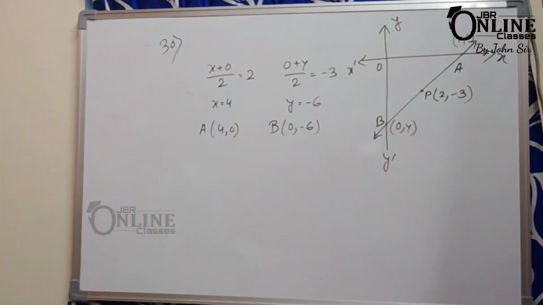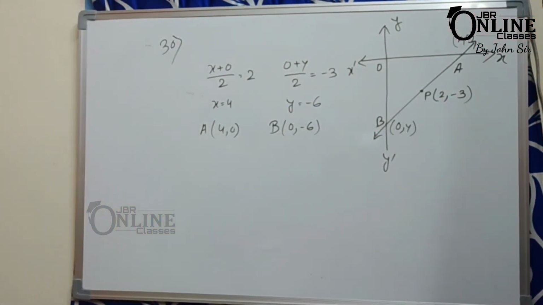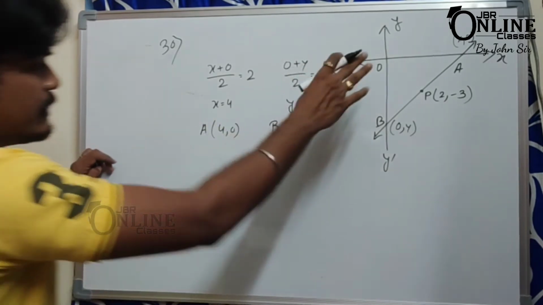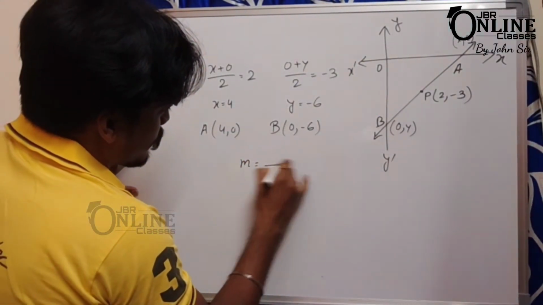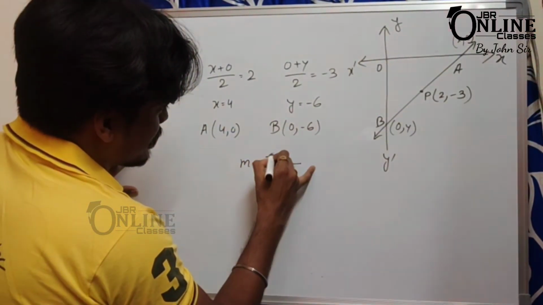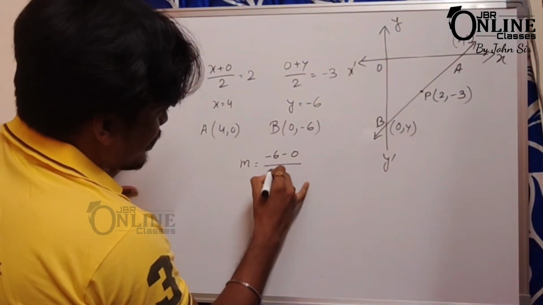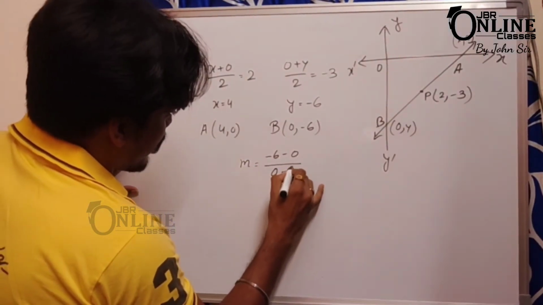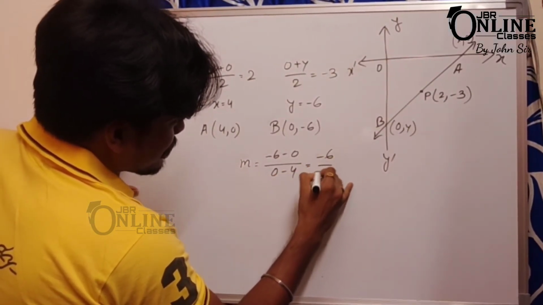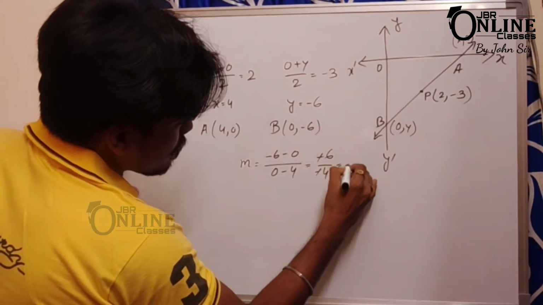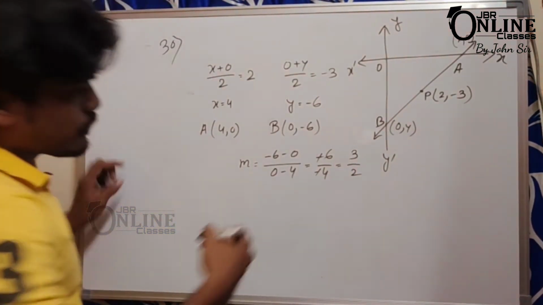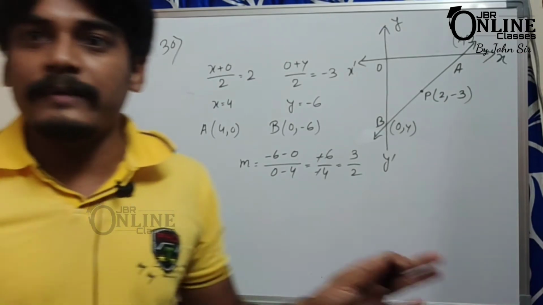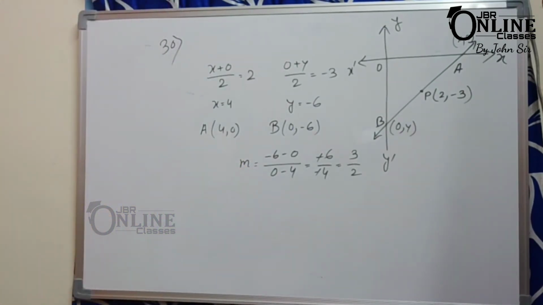Now in the next part you have to find the slope of the line AB. To find the slope, the formula is y2 minus y1 by x2 minus x1, so minus 6 minus 0 by 0 minus 4. So minus 6 by minus 4 equals 3 by 2. So 3 by 2 is the slope of AB. Now the last one, you have to find the equation of the line AB.